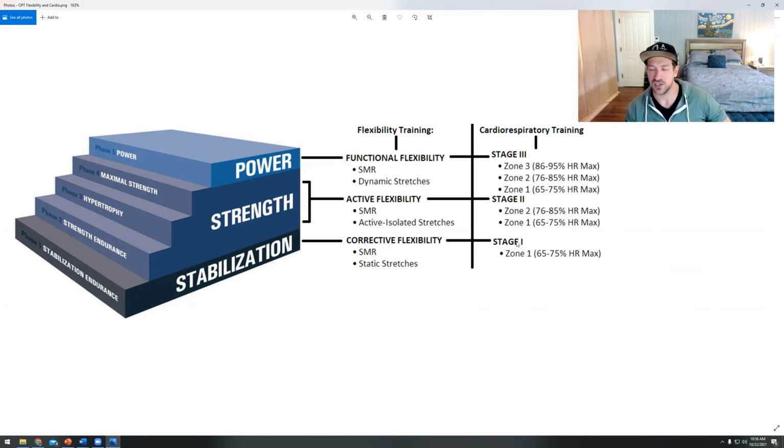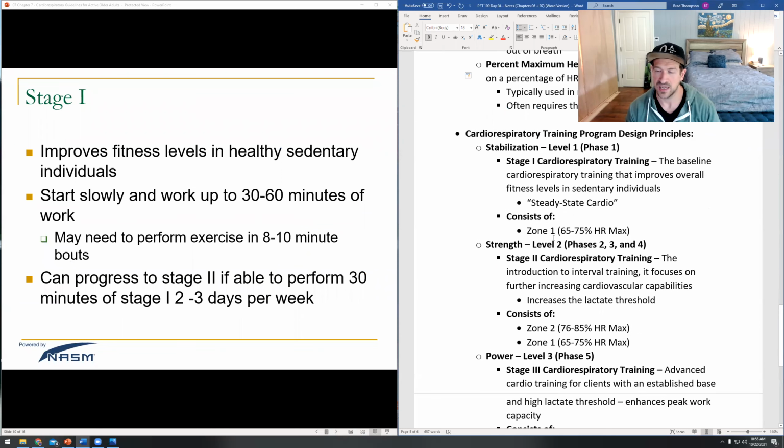So clients who are in the stabilization level, they get stage 1 workouts. Stage 1 only consists of zone 1. Clients who are in the strength level get stage 2. Stage 2 is a tool bag that has zone 1 in it for recovery and zone 2 in it for work. And then clients who are in the power level are going to get stage 3 in their tool bag. That tool bag has zone 3, zone 2, and zone 1. Zone 1 is for recovery, and zone 2 is kind of for recovery, and zone 3 is for peak work efficiency. So taking a look at that, right?